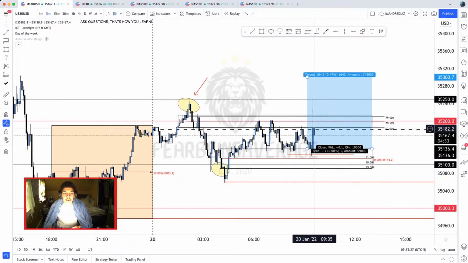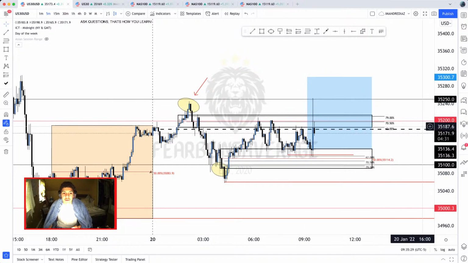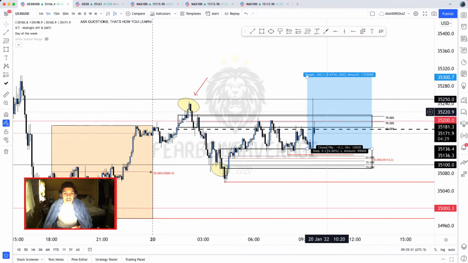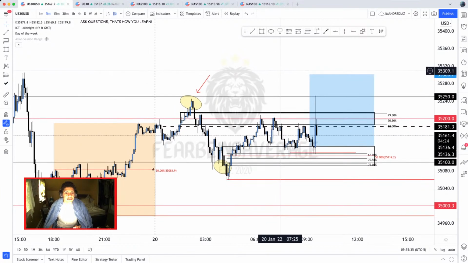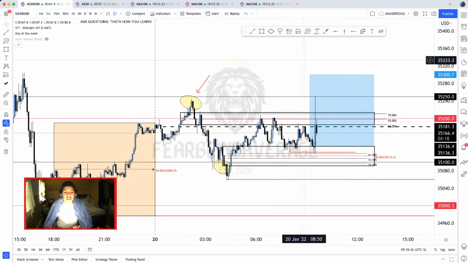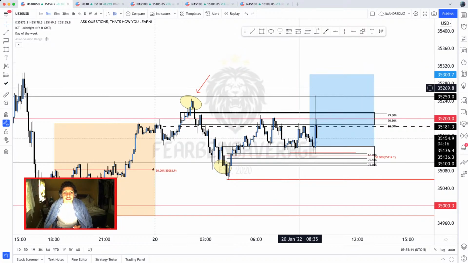But as of right now, from the way price is moving and how it's staying below 35,200, I think the likelihood of price rejecting is far, far more likely than unlikely. But we'll see. I'll leave it. I'll stay on for another maybe 5-10 minutes. But from the way this is looking, it looks like it's just going to be a clean drop down.